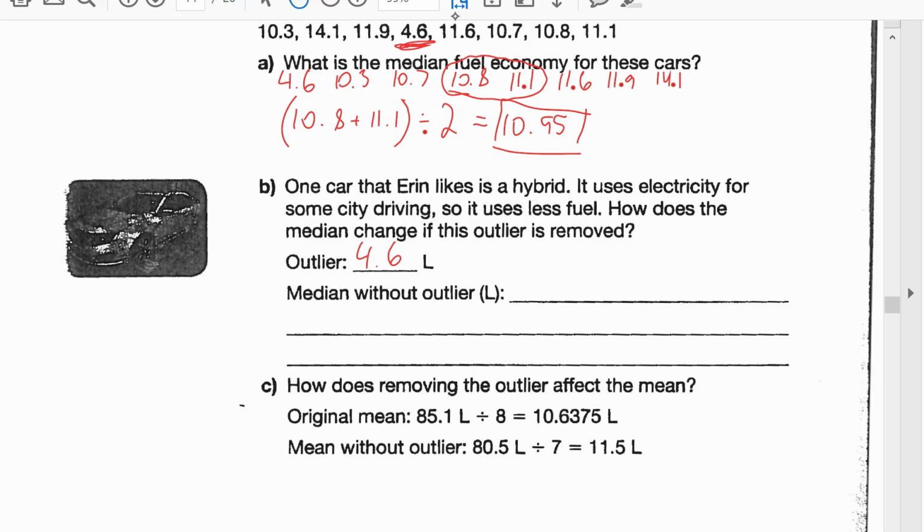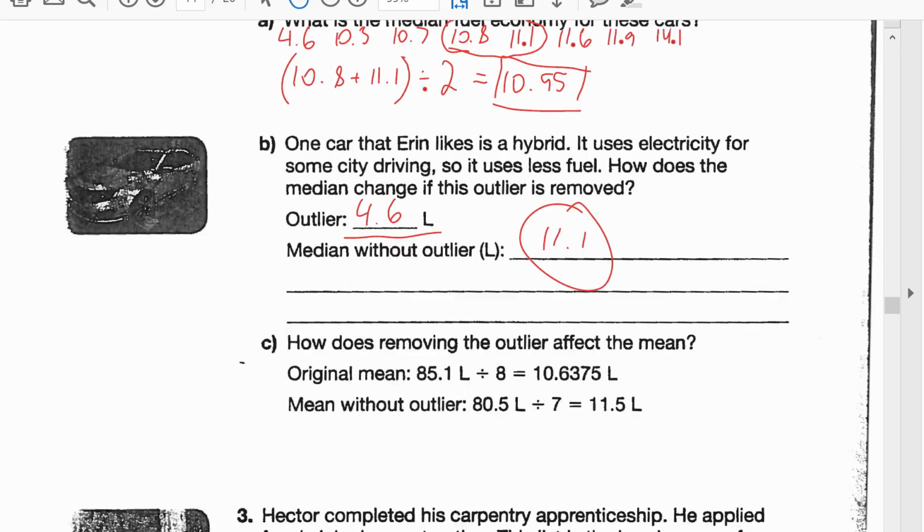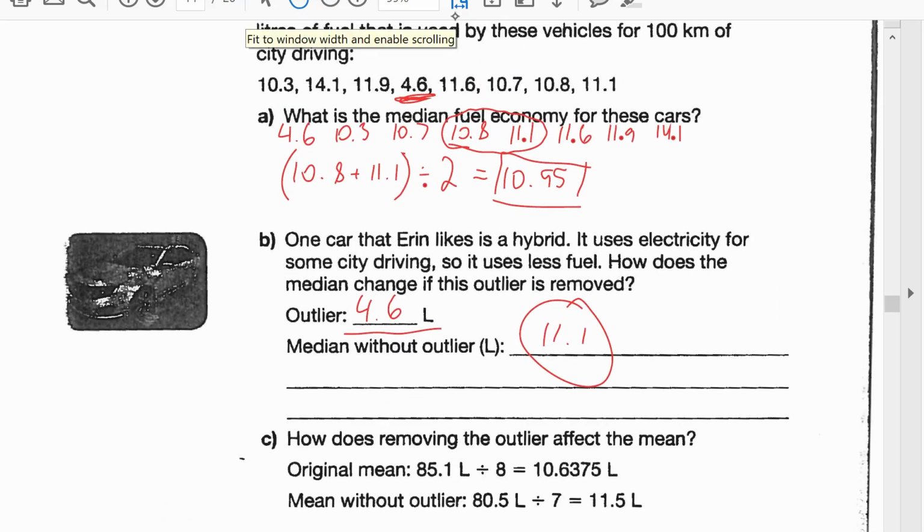The median without it would just be 1, 2, 3, 4, 5, 6, 7. So the 4th would be the middle number, which would be 11.1. So without the outlier, it goes up because the outlier is small. And if you don't know where I got this from, it's just the middle. Now that this 4.6 is removed, everything shoves over, and then this becomes the middle.